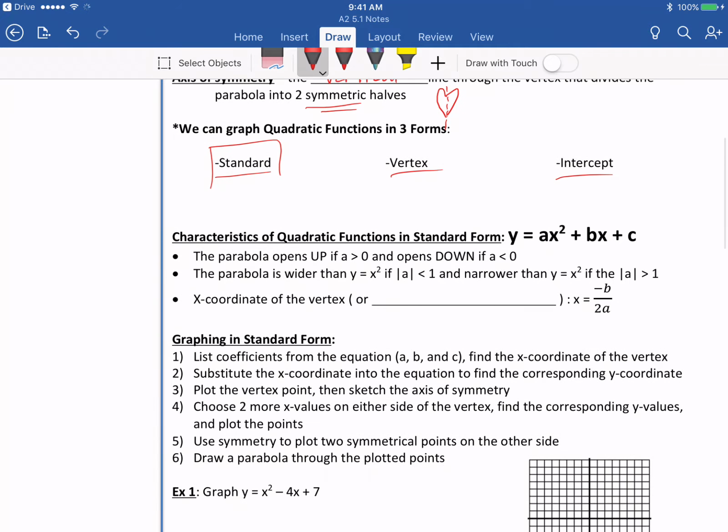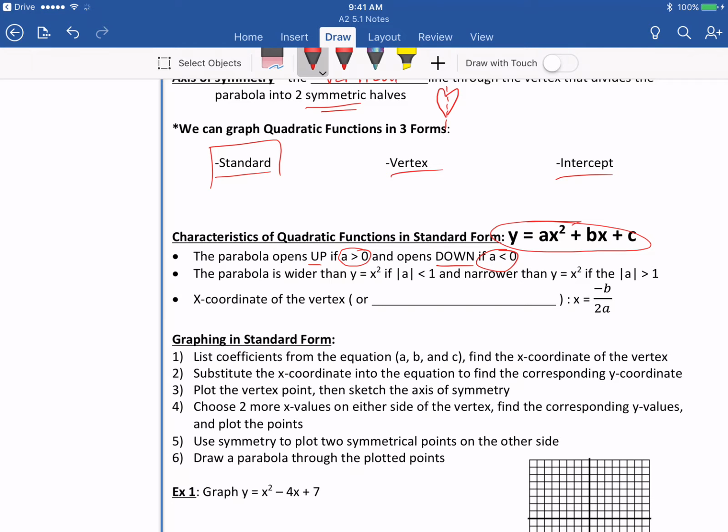All right, so standard form is this right here, ax squared plus bx plus c. The parabola opens up if a is greater than 0. It opens down if a is less than 0. So if it's negative, it'll open down. All right, the parabola also can look wider and things like that. We're going to find that out when we graph here.